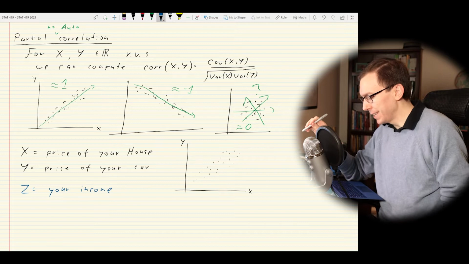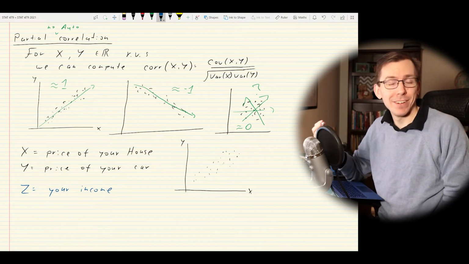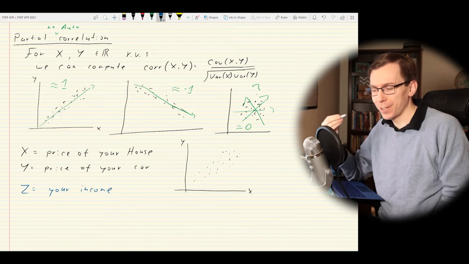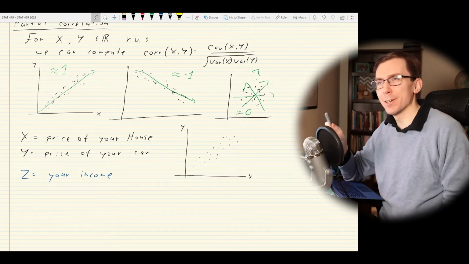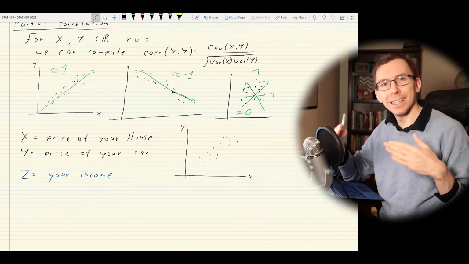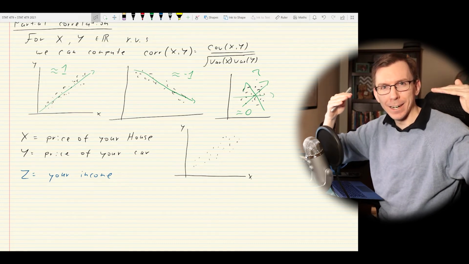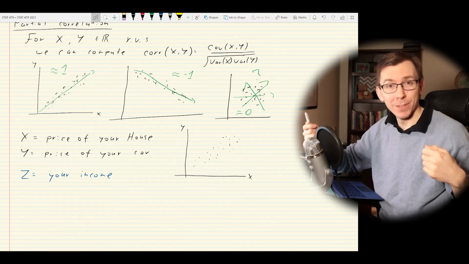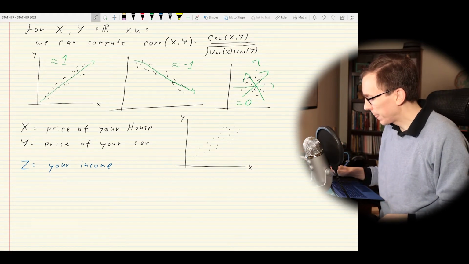So presumably, if you have a higher income, you have a more expensive house. If you have a higher income, you have a more expensive car. So in a sense, X and Y are not so much correlated as they're both related to some other variable that's kind of dictating both of them. In this case, it would be the person's income.